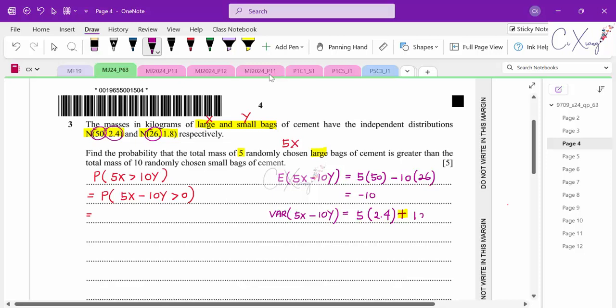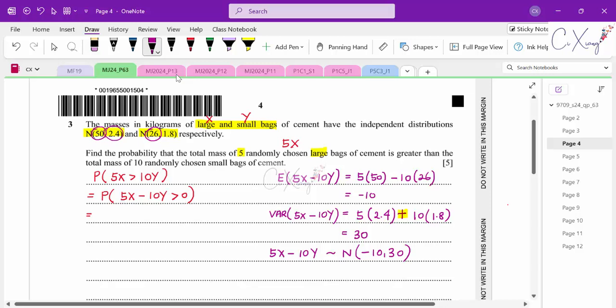Okay, then 10 times of the variance y. So the same thing, put in the variance y, you're having 1.8. When you total them together, you'll be having 30. Okay, and now since x is normally distributed, y is also normally distributed, so the linear combination of this kind of variable is still normally distributed. Alright, so you're having negative 10 and also 30.